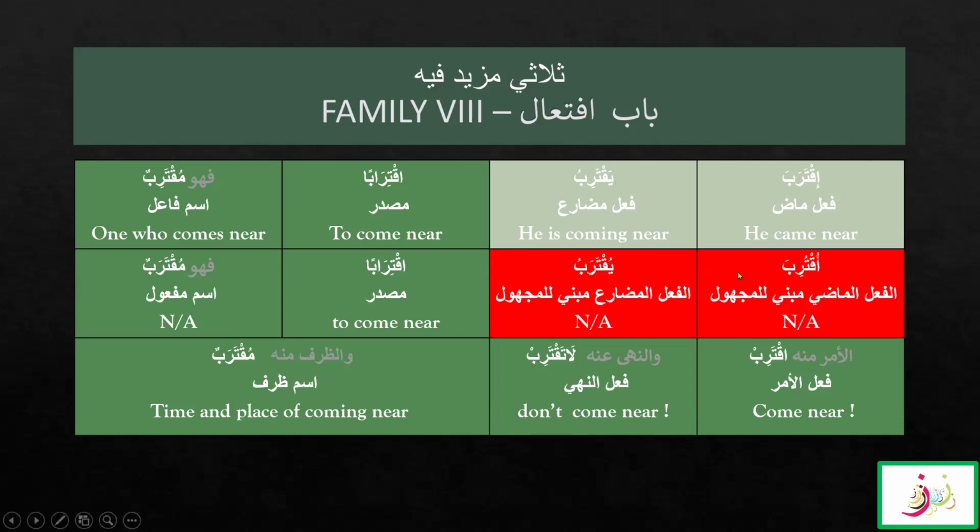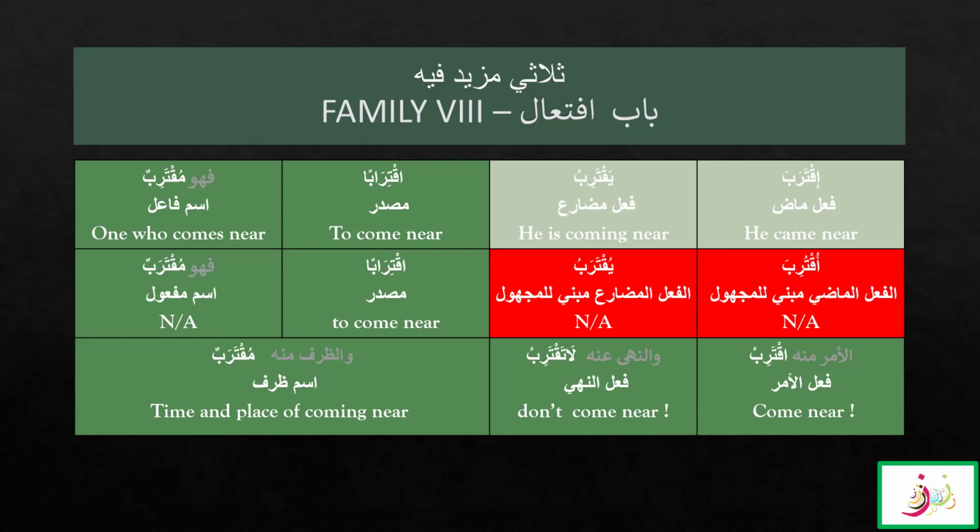There is a typo here. I need to change these colors because we have these forms. Ukturiba, fa'il madi mabni lil majhul, like ukturiba, ukturiba. You can do it. Ukturibu, ukturibat, ukturibata, ukturibna. Like he came near, he was made to come nearer, or he was forced. It depends on what the meaning is telling us from the sentence. So he came near, so he was made nearer, you can say. So ukturiba, ukturibu, just like that.